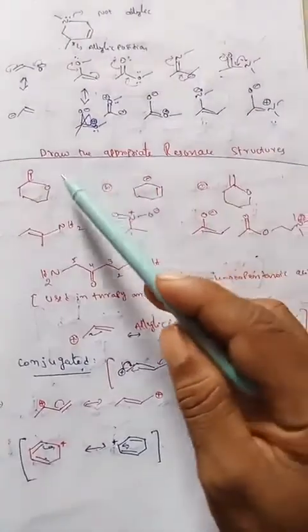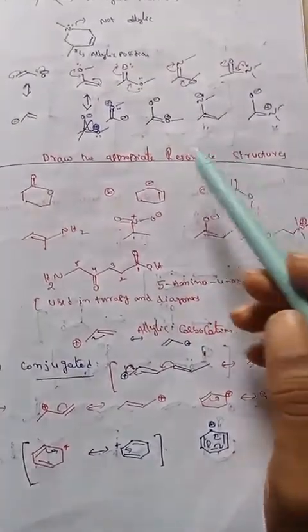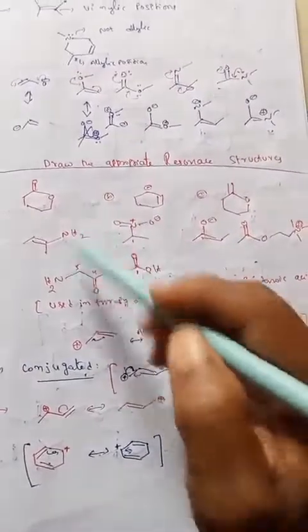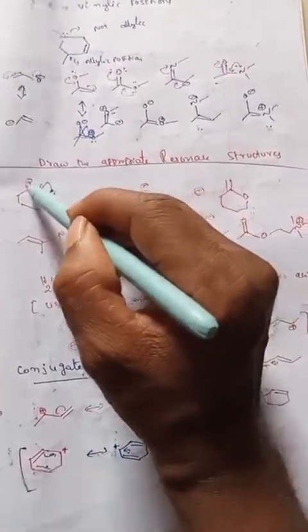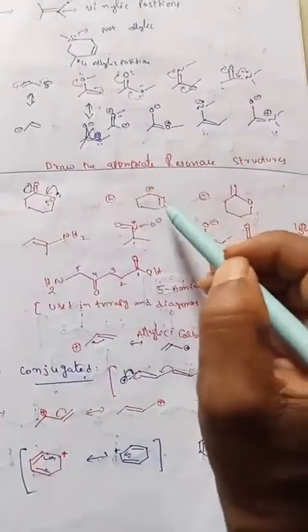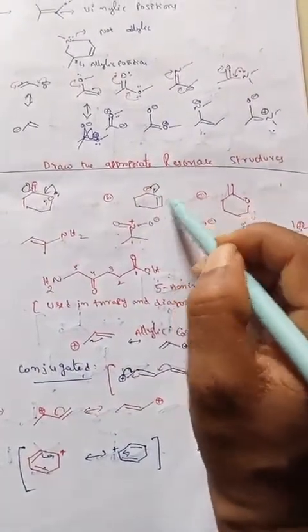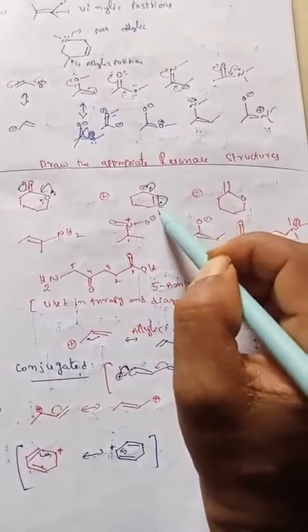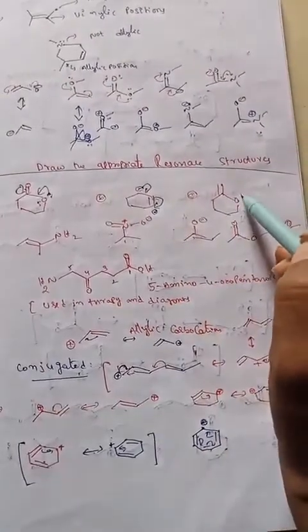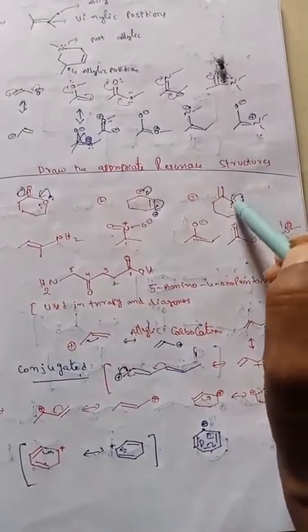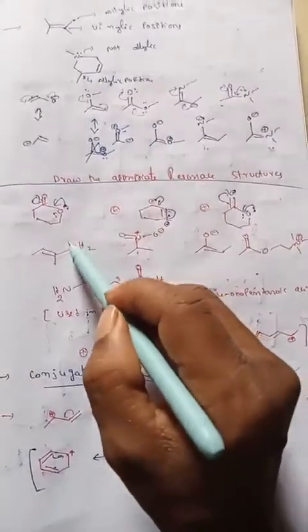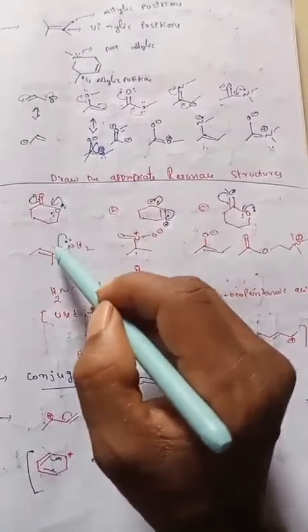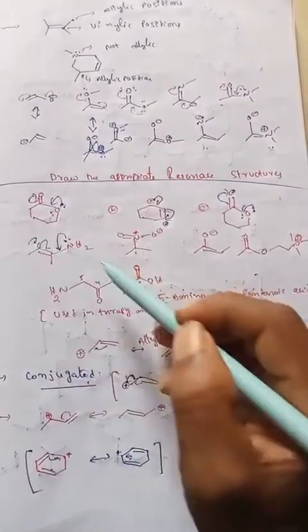Another important one: draw the appropriate resonance structures. For example, you can see here this oxygen has two lone pairs of electrons, so this is the resonance structure. And here this lone pair of electrons is there and this carbon gets a negative charge. And because of this oxygen, this carbon will get a negative charge. And even an amine having a lone pair of electrons, this carbon will get a negative charge.